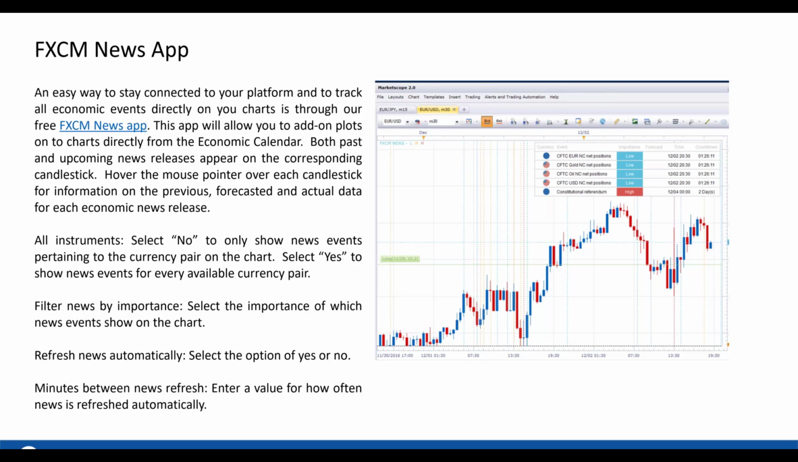Filter the news by importance. Select the importance of which news events show on the chart. You can also refresh news automatically. Select the options of yes or no, and minutes between news refresh. Enter a value for how often news is refreshed automatically.